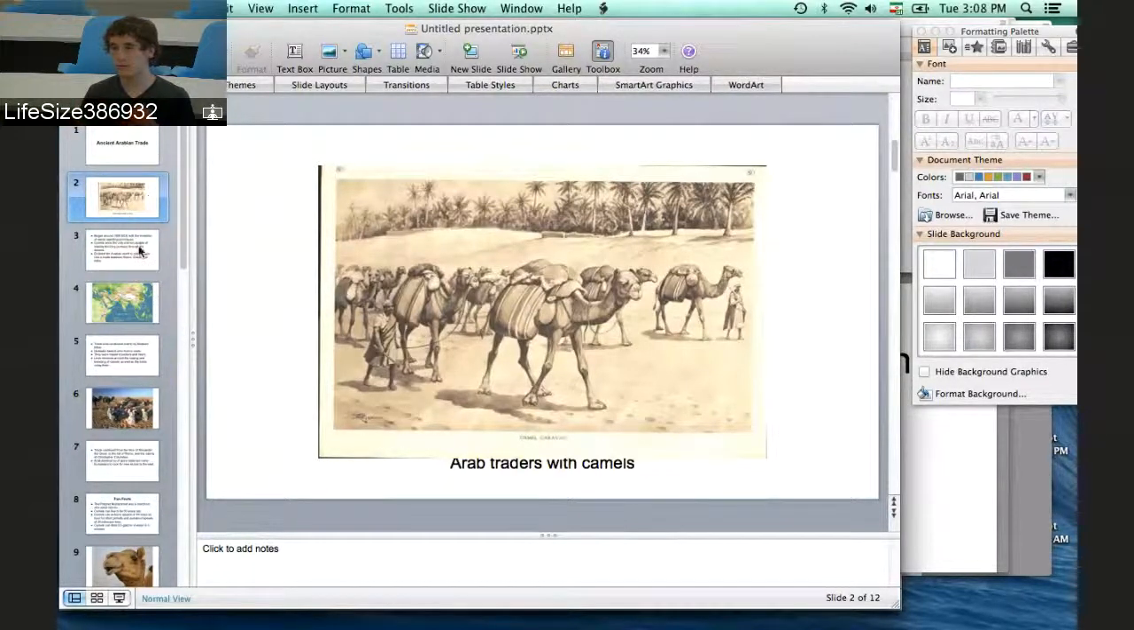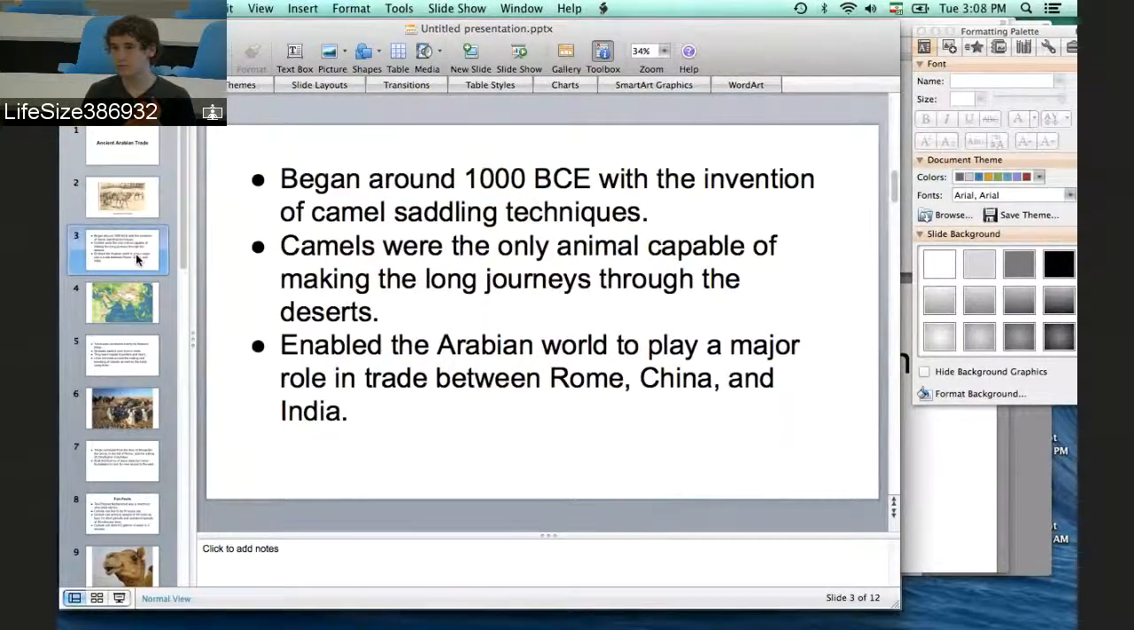So next slide, please. So it began around 1000 BCE. They were the only animal that were capable of making this long journey through the desert. This is because they could store vast amounts of water in the humps that they have. The humps bind with the water and allow for large amounts of storage. And it allowed them to play a crucial role in times all the way from before the Roman empires all the way up through China, before the Roman empires all the way through to really the sailing of Christopher Columbus. Next slide, please.